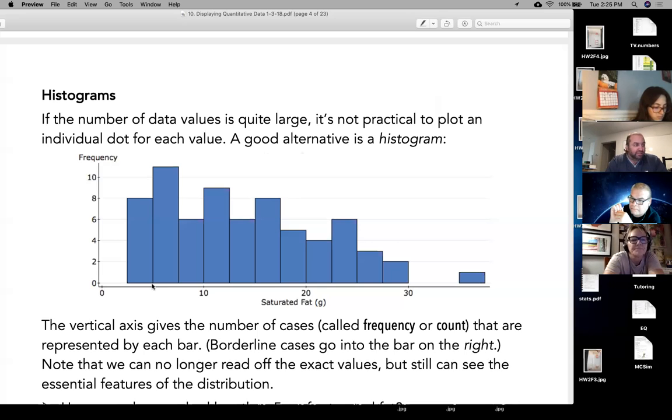In a dot plot, you would know. That was a trick question. Talking about the horizontal line, right? You don't know. This is 2.5 and this is 5. I don't know where in between those 8 fall. Or those 11.